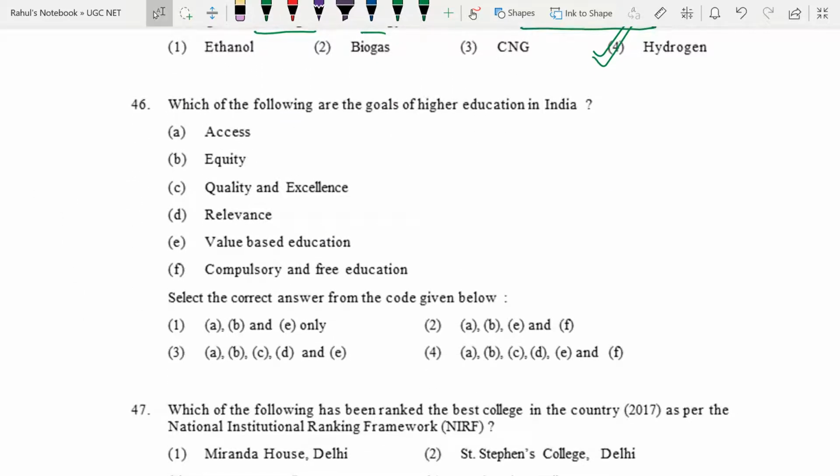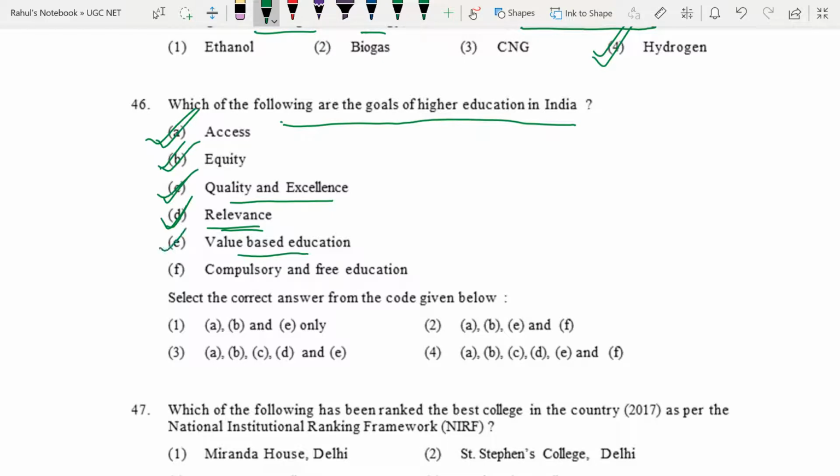Question number 46. Which of the following are the goals of higher education? What should be the goal of higher education? Access, correct. It is one of the goals. Equity, correct. Quality and excellence, correct. It is again a goal of higher education. Relevance, okay, it is again a correct answer.